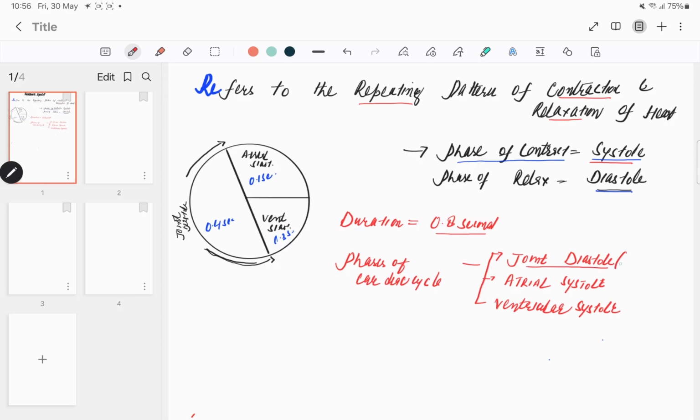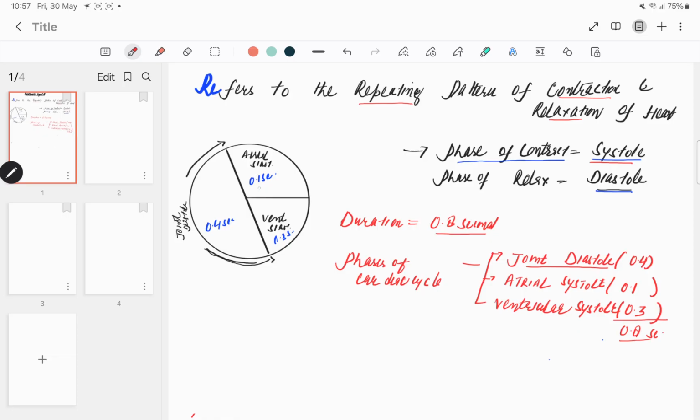Joint diastole lasts for 0.4 second. It is the longest phase. Atrial systole lasts for 0.1 second, and ventricular systole lasts for 0.3 second. So total 0.4 plus 0.1 plus 0.3 is equal to 0.8 seconds. So the longest phase is joint diastole, the shortest is atrial systole, and then we have ventricular systole, which is 0.3.